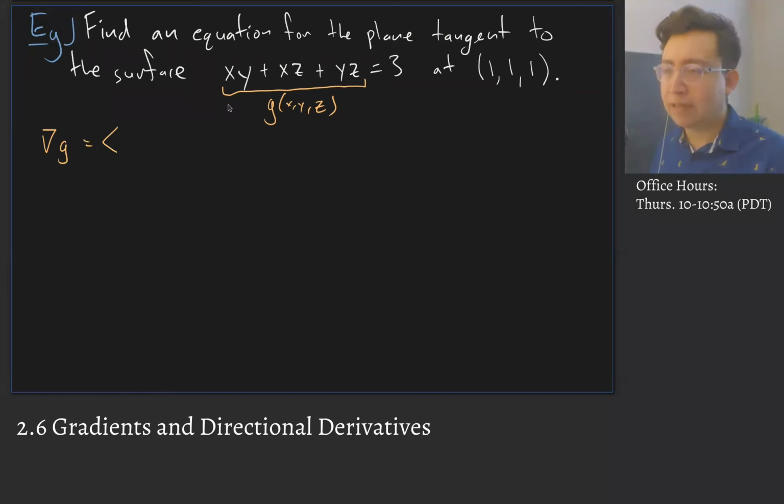That's going to be the derivative with respect to x of all of this. So that's y plus z. These both have x's in them, so the x's go away and you get y and you get z. This one goes away completely. The derivative with respect to y is x plus z, and the derivative with respect to z is x plus y. Okay. Cool.